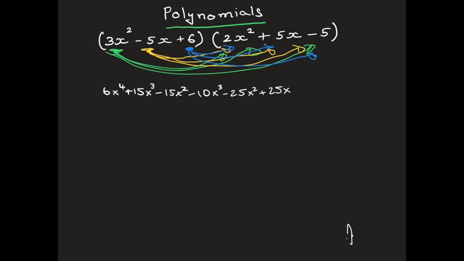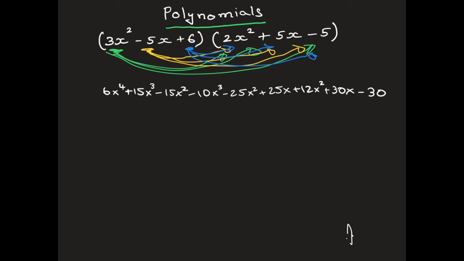Next, we'll take our last number, which is 6. So now we just multiply 6 times every single number. 6 times 2x squared is plus 12x squared. 6 times 5x is plus 30x. And now 6 times negative 5 is minus 30. Now we have our complete equation, we've expanded the entire problem. Now all we have to do is simplify by combining like terms.